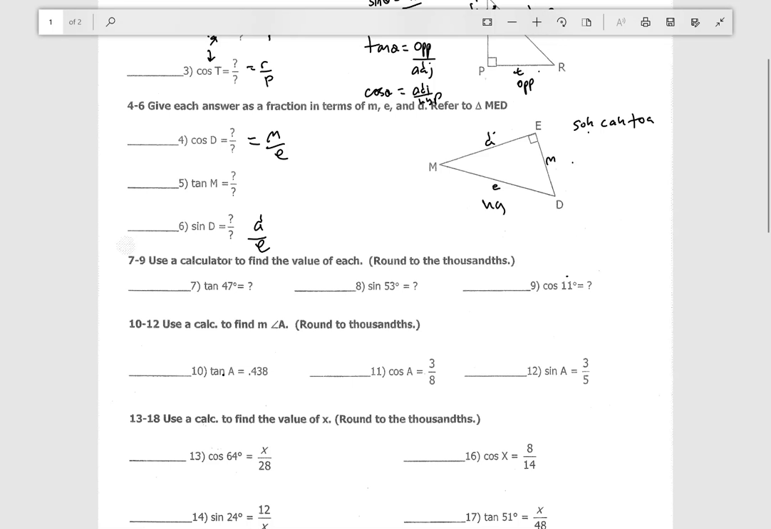Didn't have to erase the hypotenuse, though. So angle M is here. This means that side D is the adjacent and side M is now the opposite of that angle. So tangent is opposite over adjacent. So opposite of M is M, and then adjacent is D.